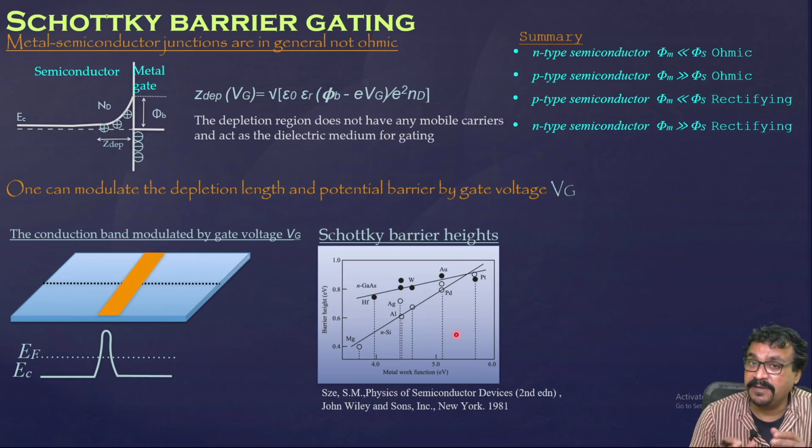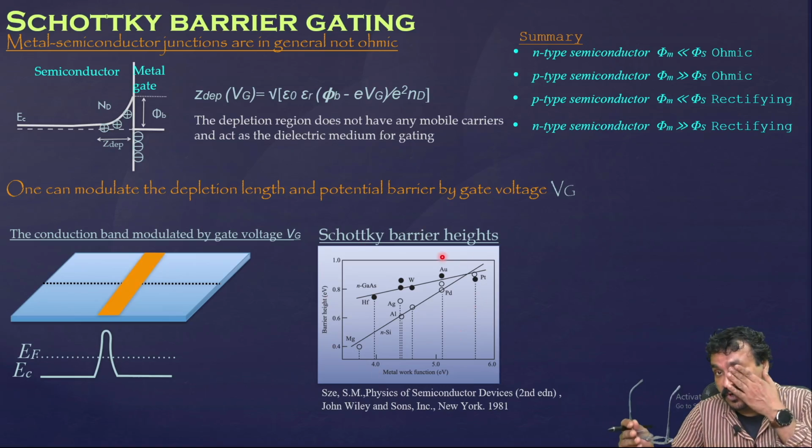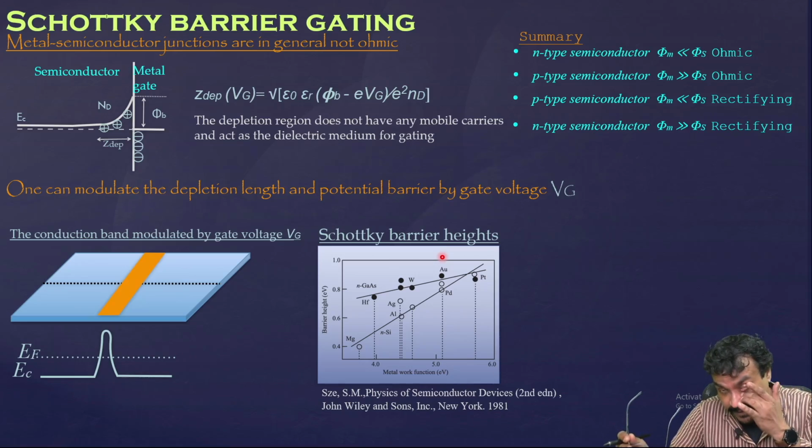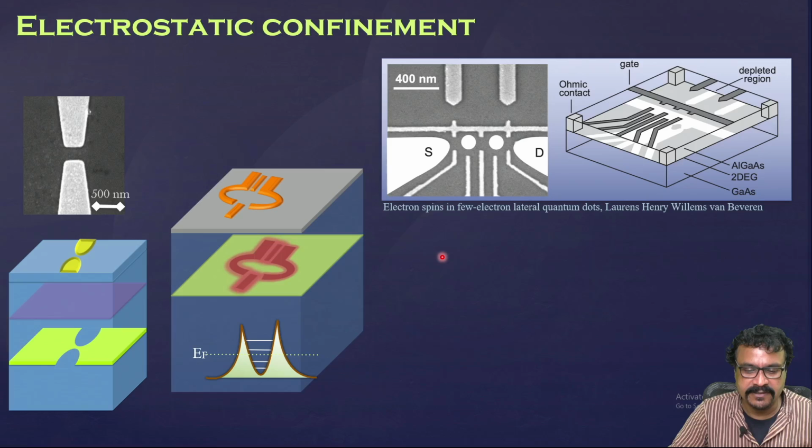Now, this applies only to Schottky barrier gating. But if you are using oxide gating, dielectric gating, then the dielectric material will be the barrier. So, you can use any of the other metals which is compatible with the processing. Okay. Now, in a nutshell, that is the principle of Schottky barrier gating.